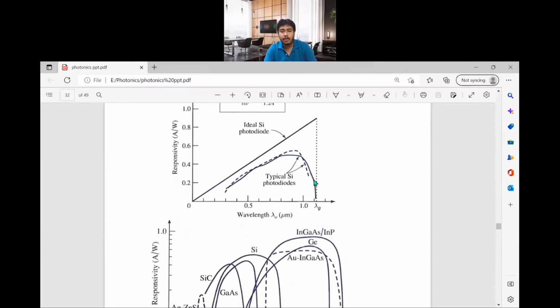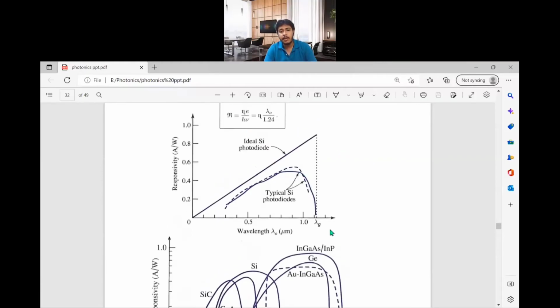It will increase, then after a certain limit, it will decrease, because after a certain wavelength, as the wavelength increases, your energy will decrease. So that energy is less than the bandgap, so that light cannot be absorbed. So your responsivity will become less.